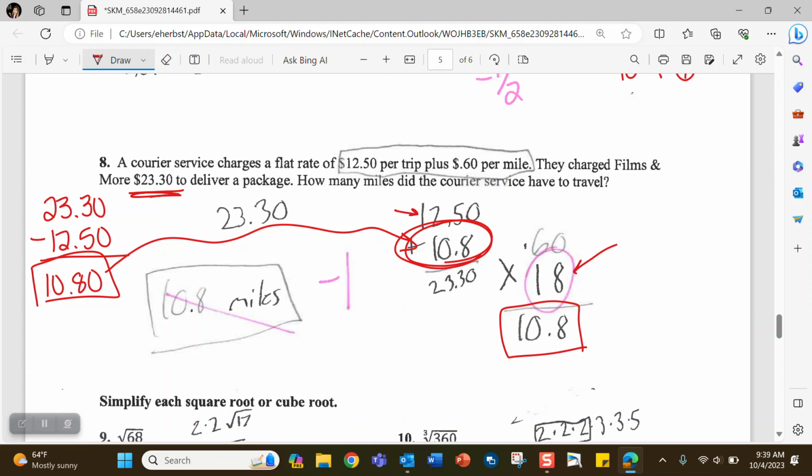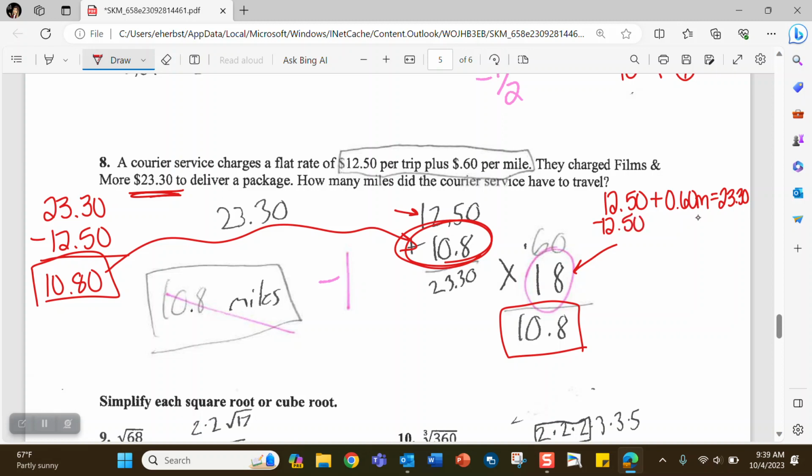Now, what I was hoping to see from students is to write an equation, and we didn't. Clearly, there are definitely 2 ways to solve this, but if it's $12.50 flat per trip, I have to pay that no matter what, plus 60 cents per mile. Remember, when we hear the word per, that means multiplication, and I don't know how many miles. That's what I'm trying to figure out, so there's my variable, for a total of $23.30. That's what the equation would have looked like.